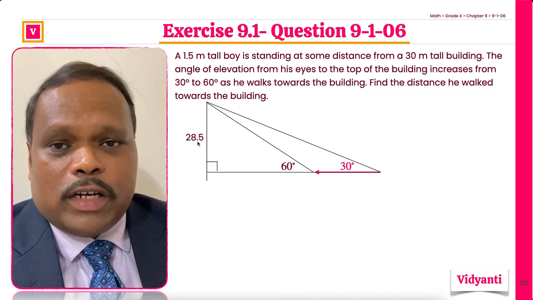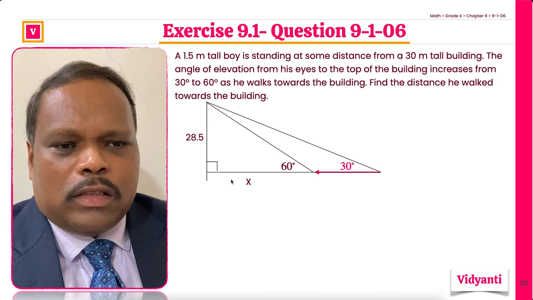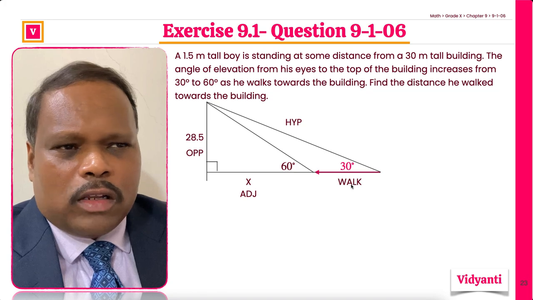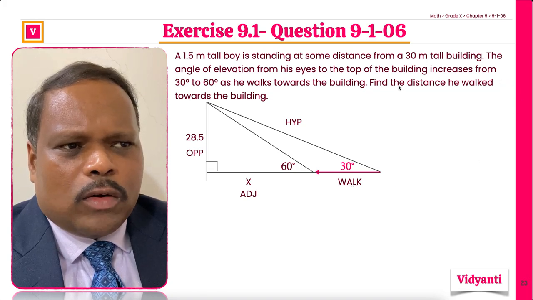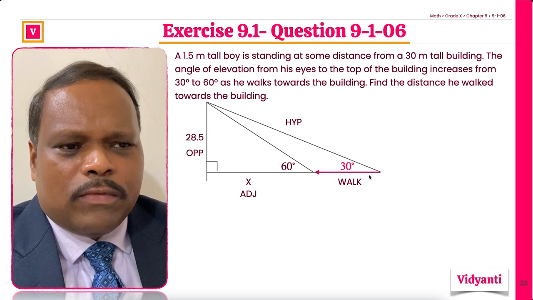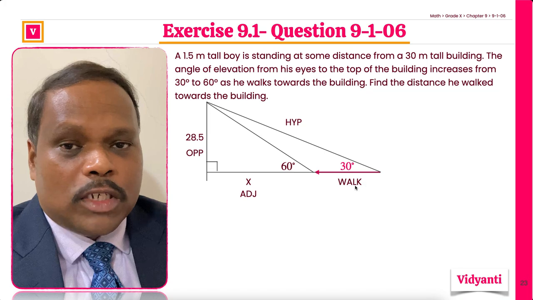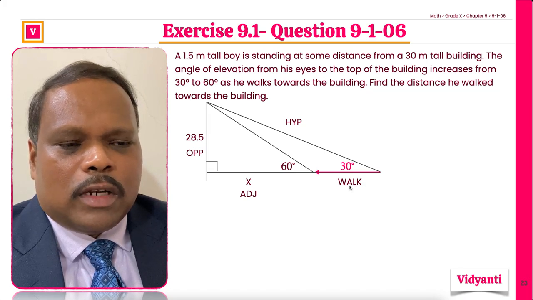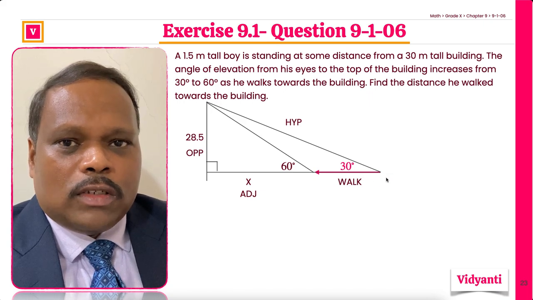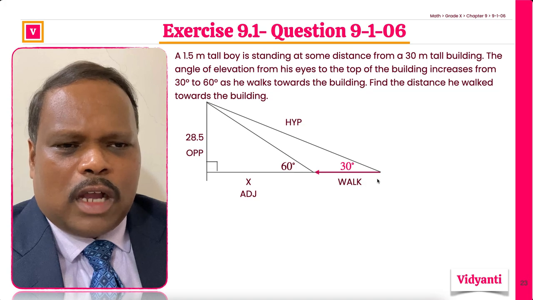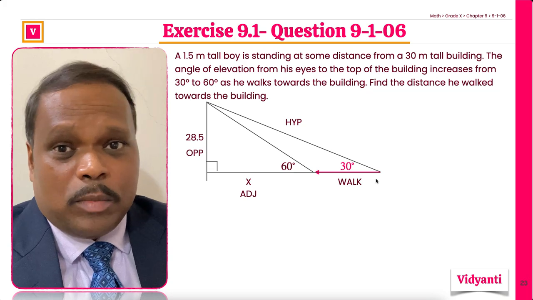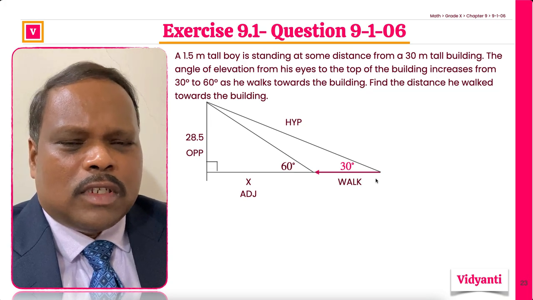So this distance is 28.5. Now this is x, and this is the distance he has walked. Now we are supposed to find out how much distance he has walked. So we are not interested in the adjacent. We are actually interested in the difference of these, that is, how much distance he walked. This becomes critical because now there is no direct formula for how much distance he walked. So now we have to consider the right angle triangle twice. I normally prefer the smaller triangle first because that involves fewer variables. It depends, but most of the time we should start with the simpler triangle.